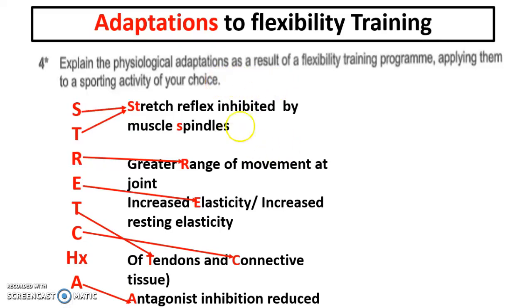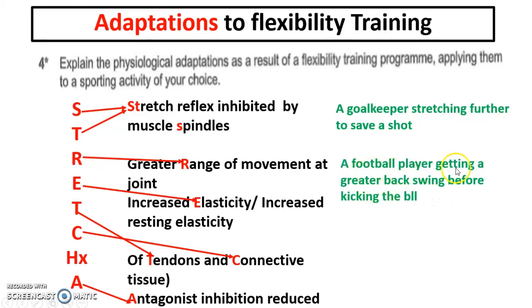Application to examples. I've just put a couple in here as examples. Your stretch reflex is inhibited by muscle spindles, so that means a goalkeeper can stretch further, can move the shoulder further back in order to save a shot. If you look at range of movement at a joint, a football player, a goalkeeper or rugby player, whatever you want to use, pick anything, link it to your own sport.